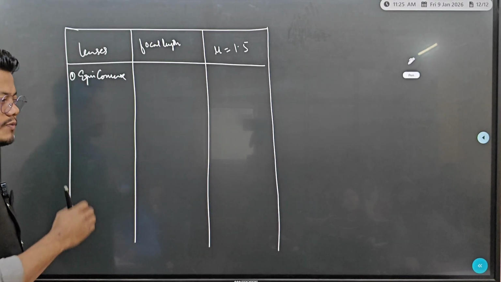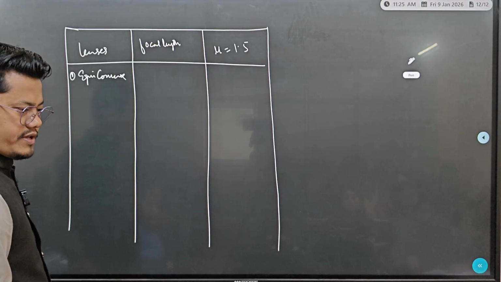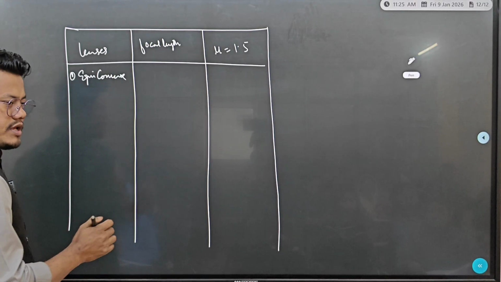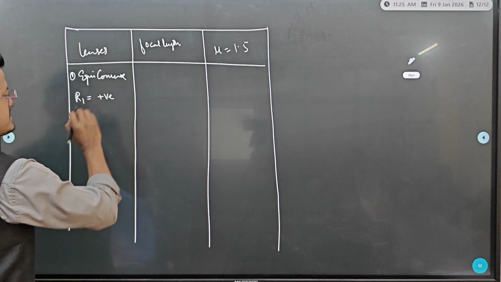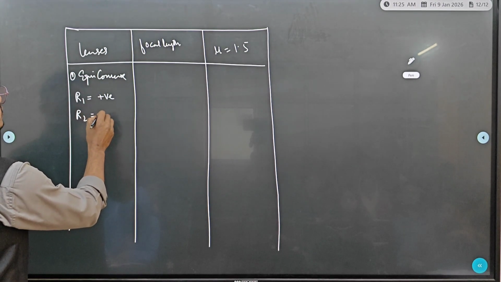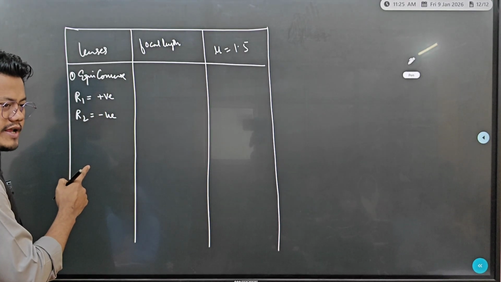Got it? What will happen if the lens is equiconvex? What is equiconvex, by the way? Both the radii of curvature need to be the same, and we know very well that one of the radii of curvature needs to be positive, right? The other radius of curvature, R2, needs to be negative. I already explained this to you yesterday, right?